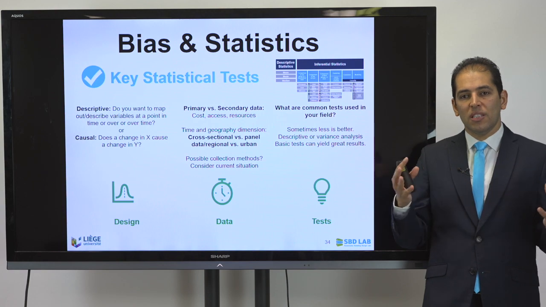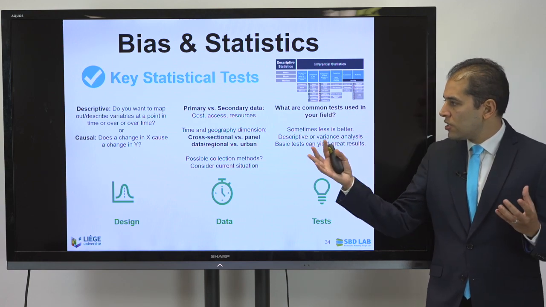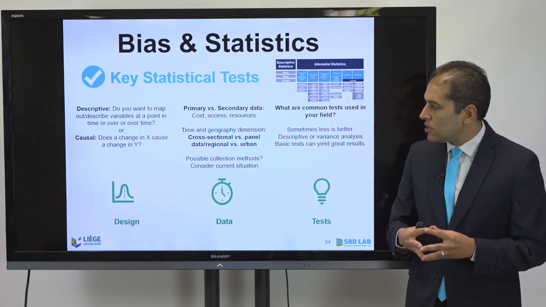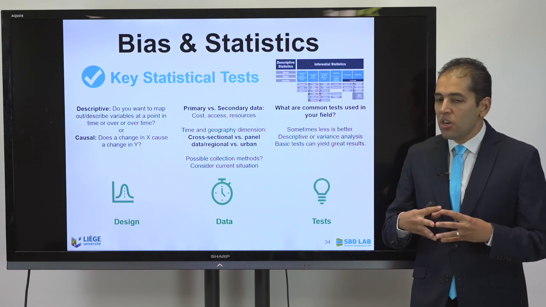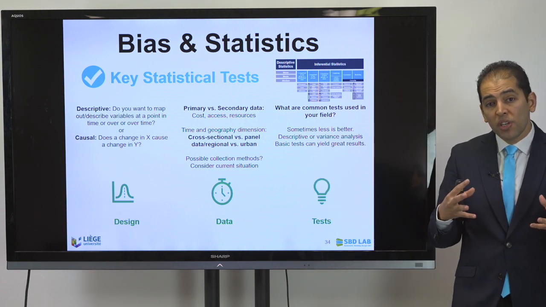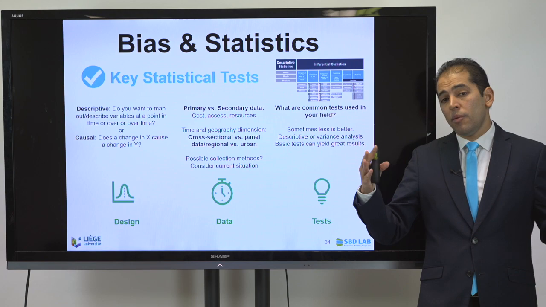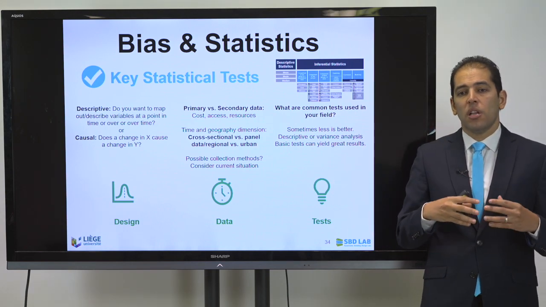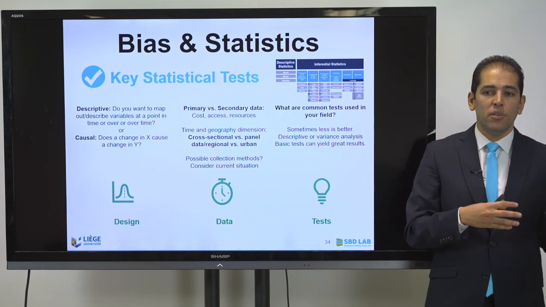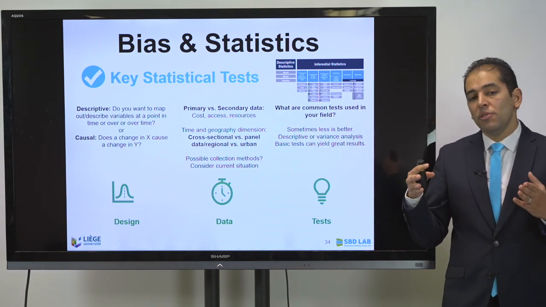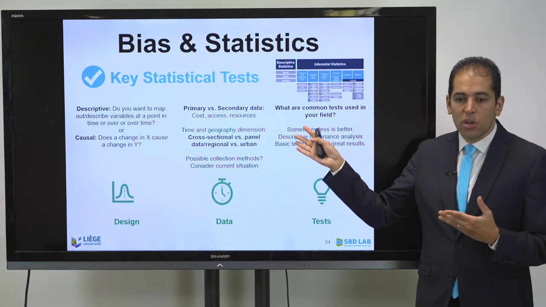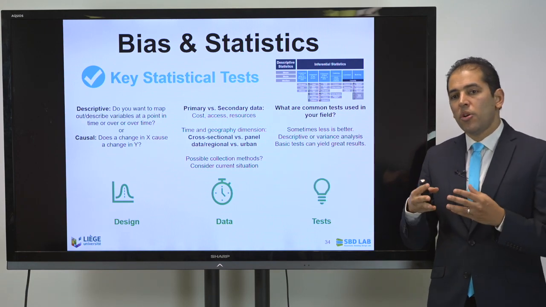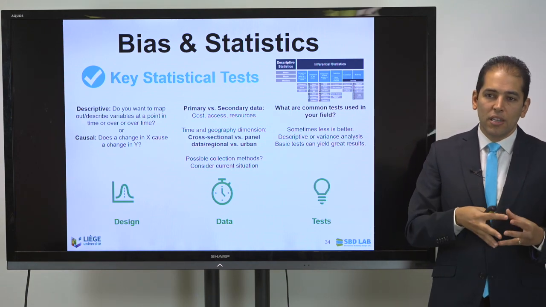When we are conducting statistical analysis, we will start with descriptive analysis. We will ask ourselves, do you want to map and describe the variables at a point in time or over a period of time? And here you can have some causal results, like does the change of X influence Y? Also, you need to investigate what is the type of data you are working on. Are you using primary data? Are you using secondary data?